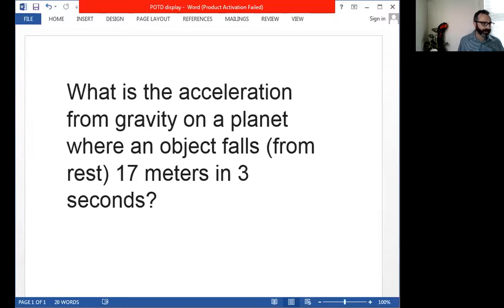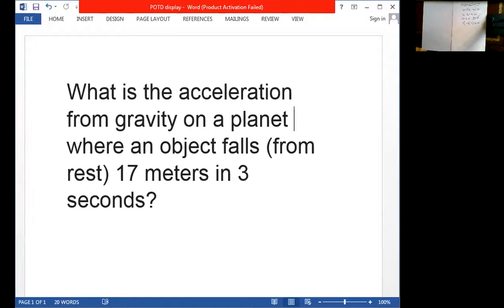It says, what is the acceleration from gravity on a planet where an object falls from rest 17 meters in 3 seconds? All right, so we want to know the acceleration on a planet where an object falls from rest 17 meters in 3 seconds. So, as always, step one is to figure out the givens that the problem tells us. What information do we have here?